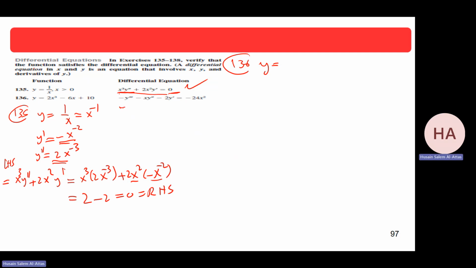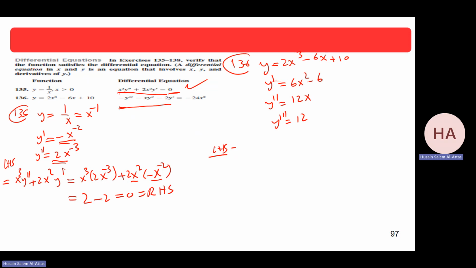And also you want the third derivative. y equals 2x cubed minus 6x plus 10. So y prime is what? 6x squared minus 6. y double prime, 12x. y triple prime, 12.